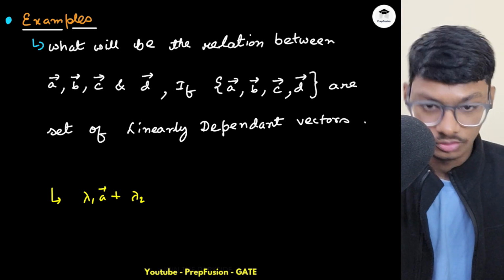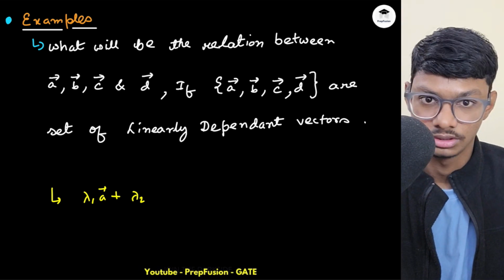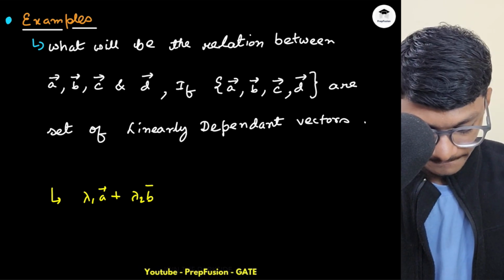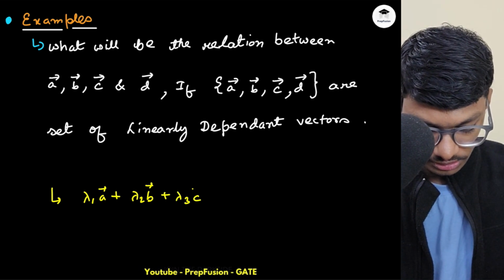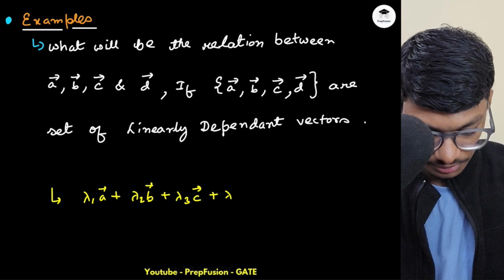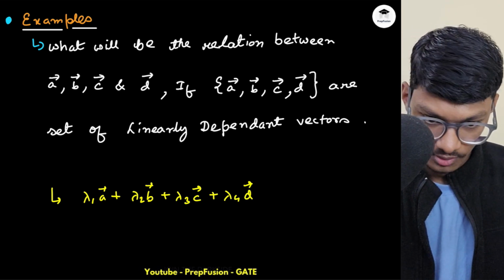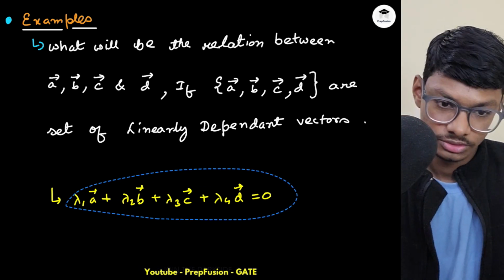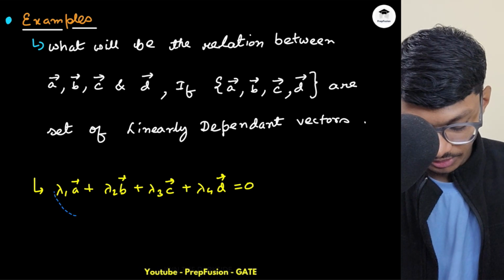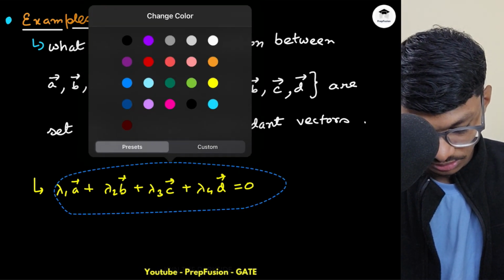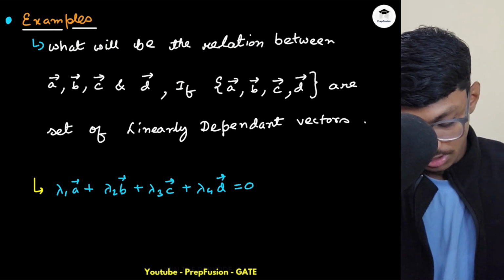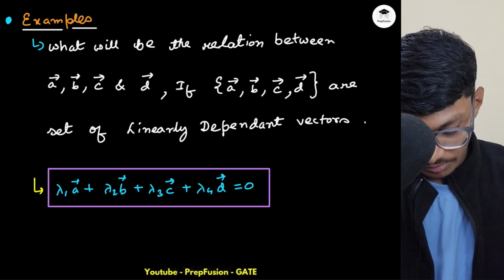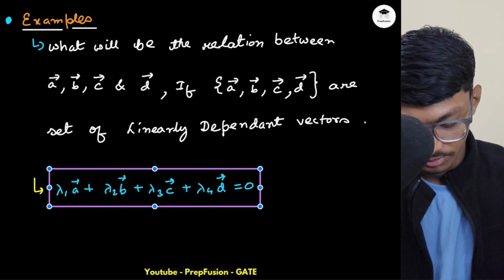If you remember during your class 10 days, how you used to find dependent vectors, you used to do that determinant thing. Lambda 2 B plus lambda 3 C plus lambda 4 D equals 0. So this is my relationship between the vectors. Let me change the color. And what is the important condition over here? The important condition is all of them can't be equal to 0. Lambda 1, lambda 2, lambda 3, lambda 4 can't be equal to 0.